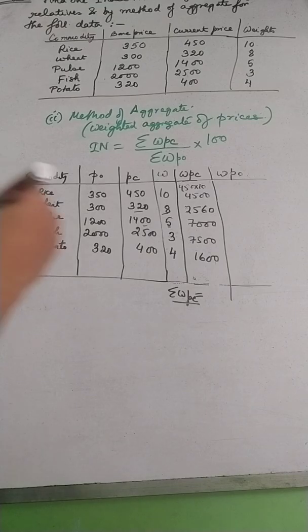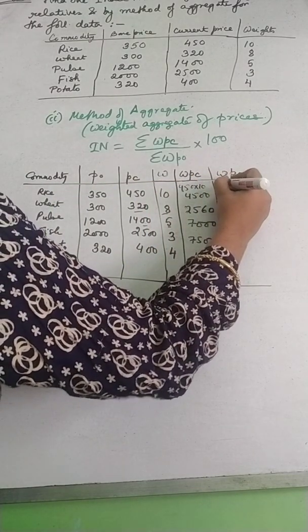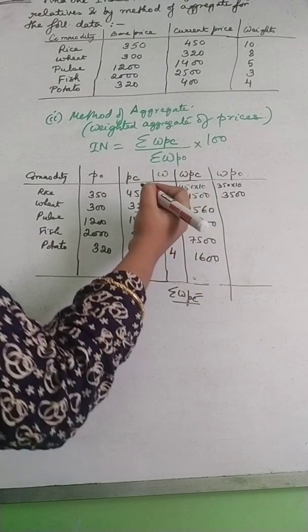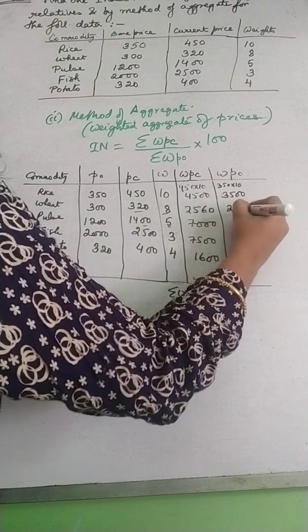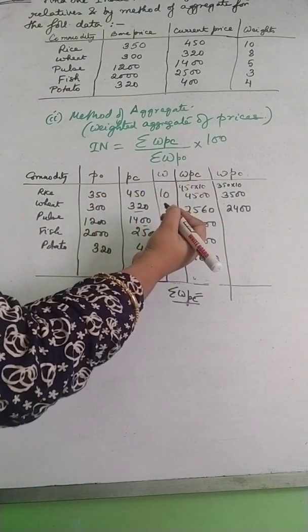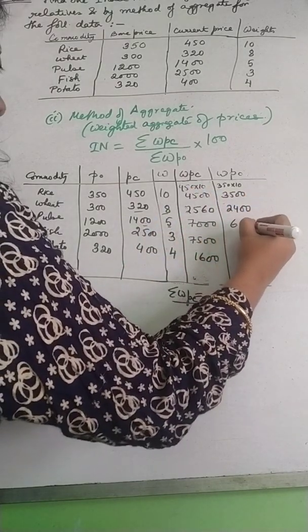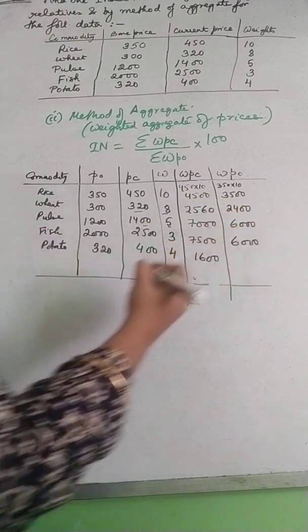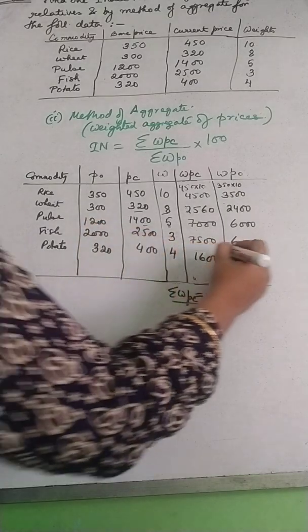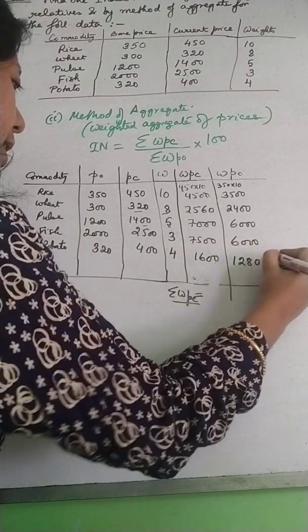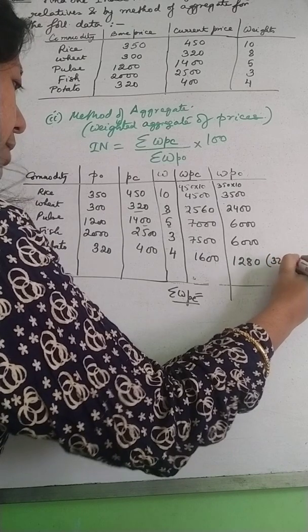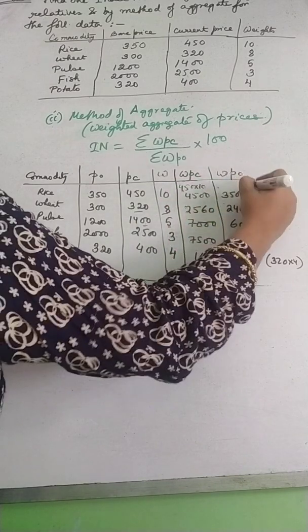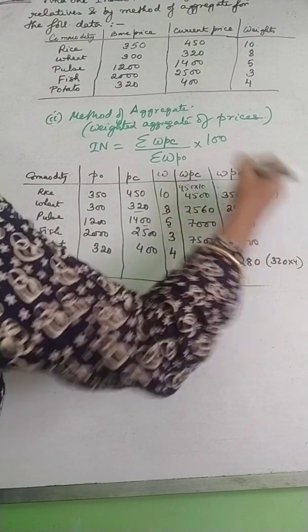Now WP0. The first one is 350 into 10, which is 3500. 300 into 8 means 2400. 1200 into 5, 12 fives is 60, so 6000. 2000 into 3 gives you 6000 again. And 4 into 320 gives you 1280. The rest of the columns stay as they are.